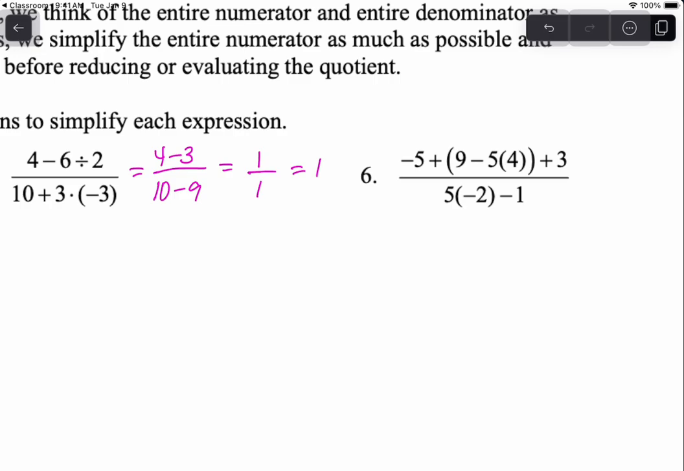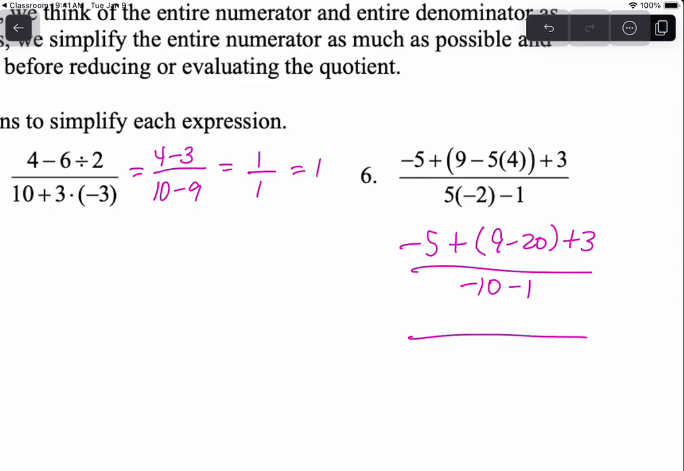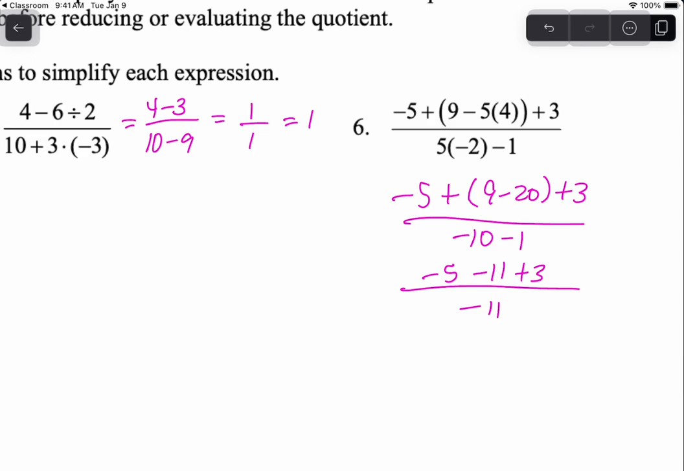Again, let's treat the numerator and denominator as two separate things. We get -5 plus 9 minus 20 plus 3. I'll start the bottom. I got -10 minus 1. On the top, the parenthesis right here, because that's just like a +1, you can bring that together since it's in parentheses, or distribute the +1. Both will work. If you do -5 minus 11 plus 3 over -11, you get -13 over -11, which is 13 over 11.